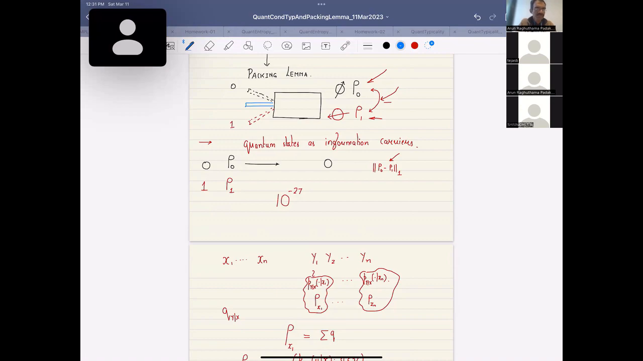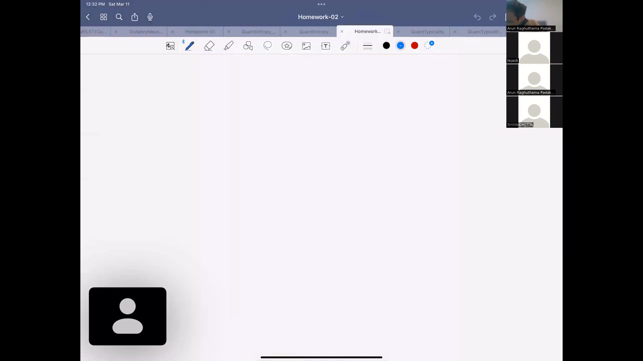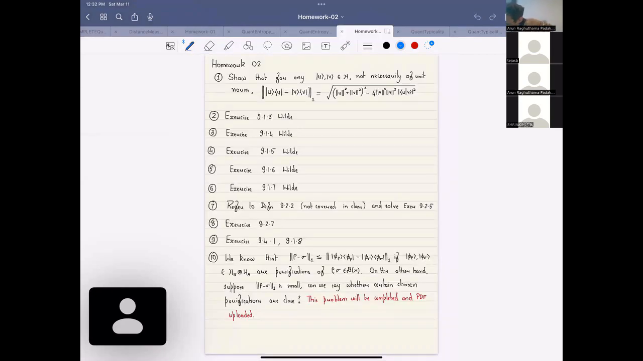Okay. Sorry, I also had one question about the homework. Just one quick question. I think it's 9.2.7. They talk about the fidelity of non-square operator. Sorry, 9.2.7, one second.